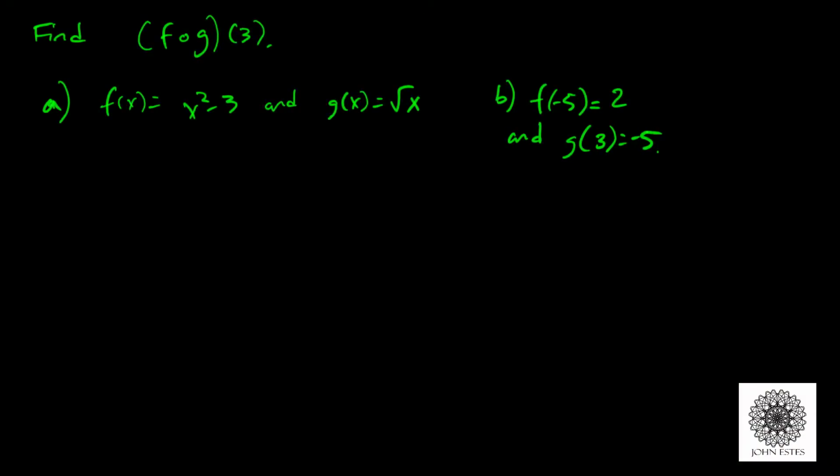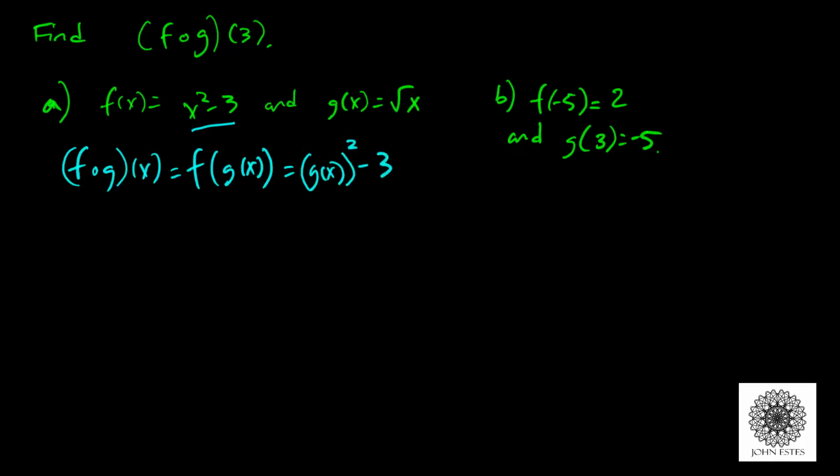So as an example of composition of functions, here we want to find f composed with g of 3. For part A, we have f of x equals x squared minus 3, and g of x equals the square root of x. So I want to find f composed with g of x. That means I take the f function, and as its input, I put g of x. So here, f of x is defined as x squared minus 3, which means every time I see an x, I replace that with g of x. So it's g of x squared minus 3. In this case, that's the square root of x, squared, minus 3. And the square root of x squared is x, so we get x minus 3.